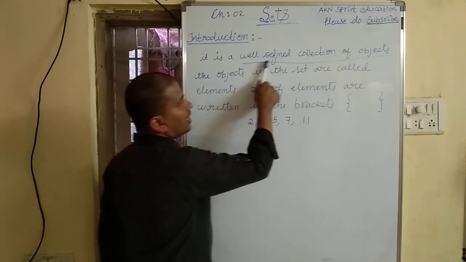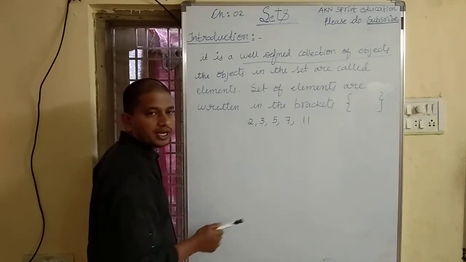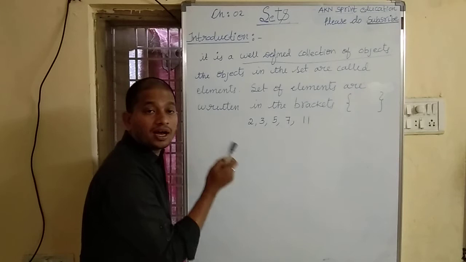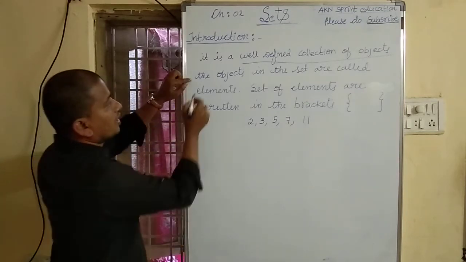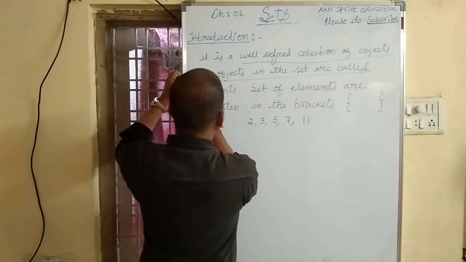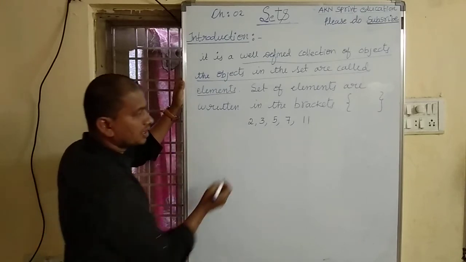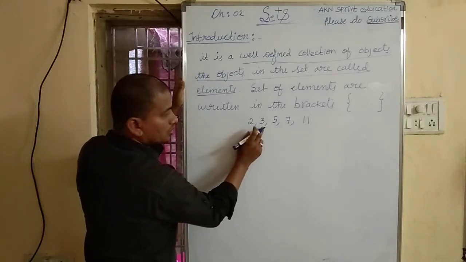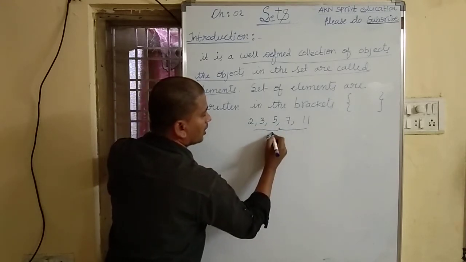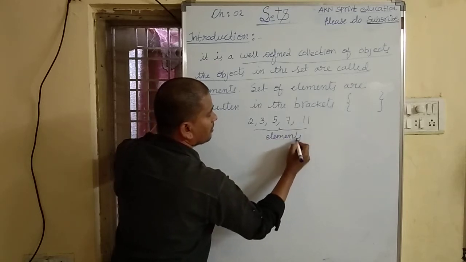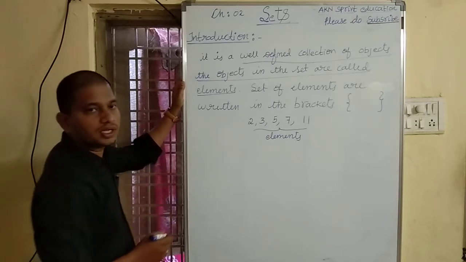See, it is a well-defined collection of objects. We are defining which is well-defined. Here they are the first 5 prime numbers, and the objects in the set are called elements. See here 2, 3, 5, 7, 11, they are the elements of the set, and the set is written in the brackets.